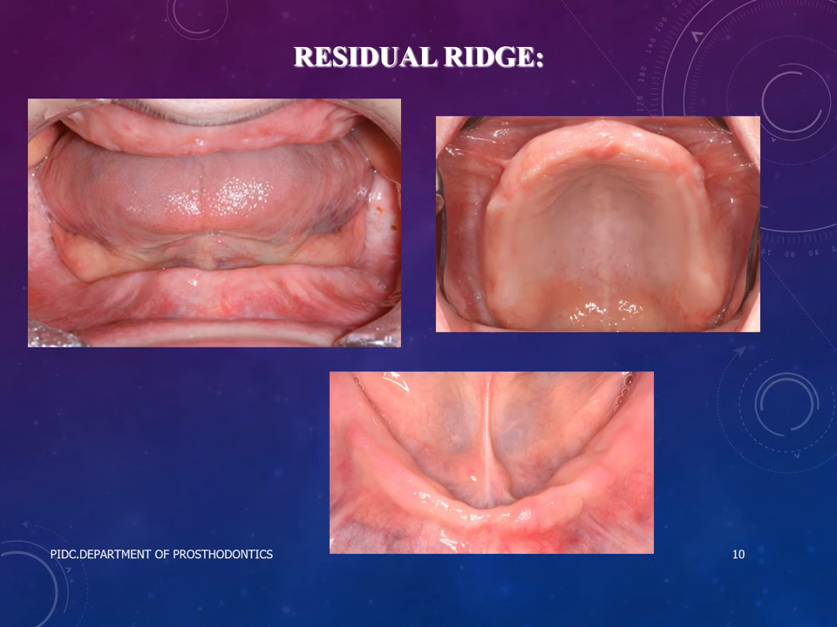So this is a picture. In this slide, you see that there is the residual ridge of the maxilla and the mandible. As you notice, the residual ridge, the remaining bone, is the supporting structure or the foundation for your complete denture processes. Please observe the maxillae and the mandible.